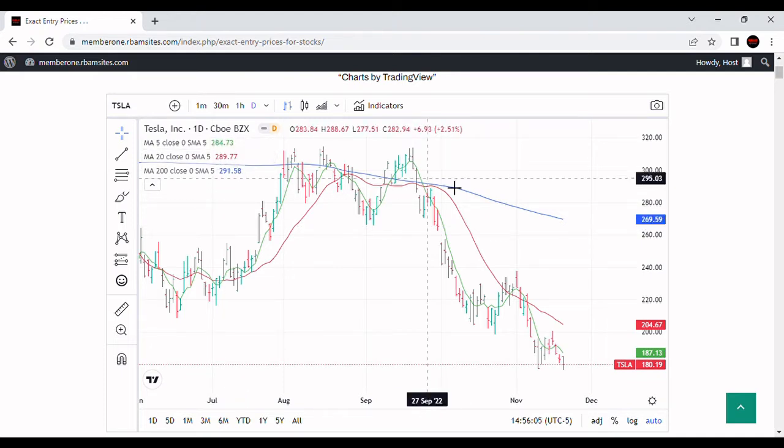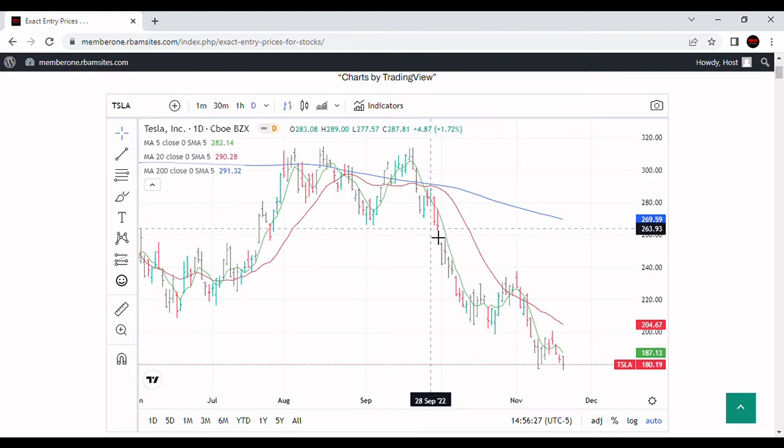So that was below the 5-day. It was below the 20-day, and coincidentally, it was below the 200-day. That's a classic signal. So what is the price that you want to get in? Well, it's the 27th, and it closed right here. You can see it closed at $282.94. That's our entry price the next day. So let's just call it $283.